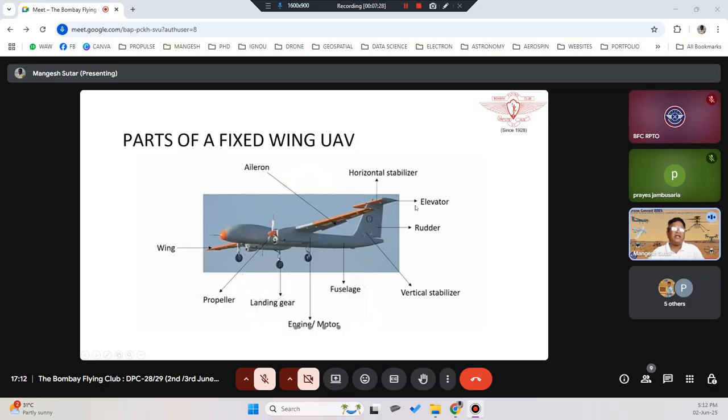The elevator will change your pitch, up and down. The rudder will change your direction, or your yaw motion. Ailerons will help you with roll motions, roll right or roll left.